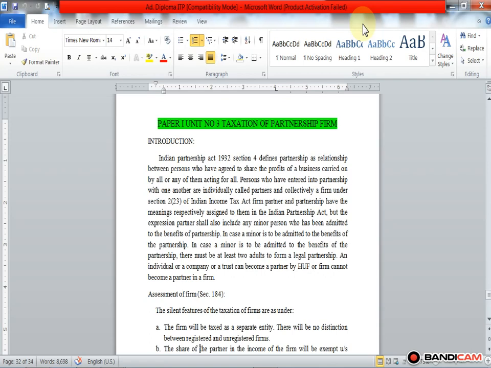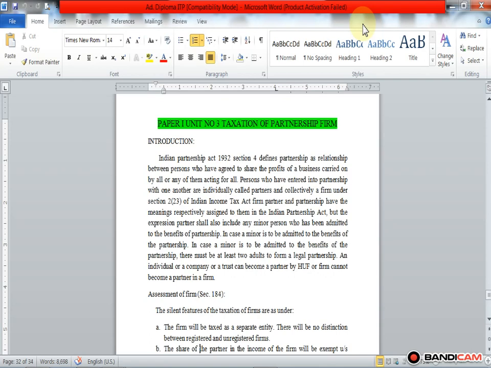In today's lecture, we are going to start our Unit 3 in Paper 1, that is taxation of partnership firm. Here, introduction. Indian Partnership Act 1932, Section 4 defines partnership as the relationship between persons who have agreed to share the profits of a business carried on by all or any of them acting for all.